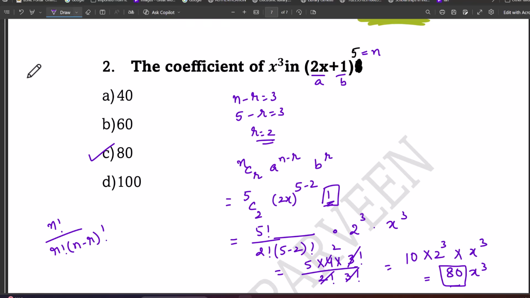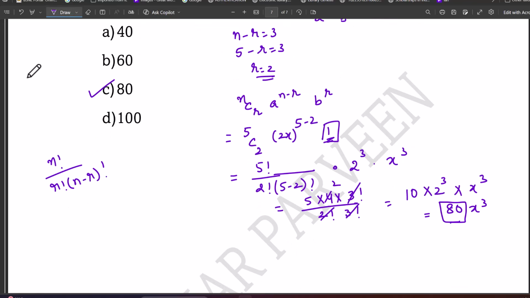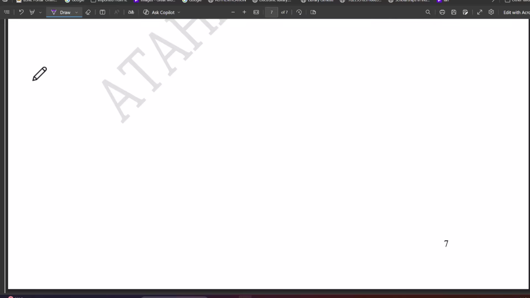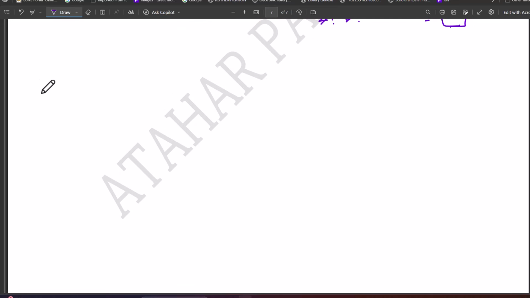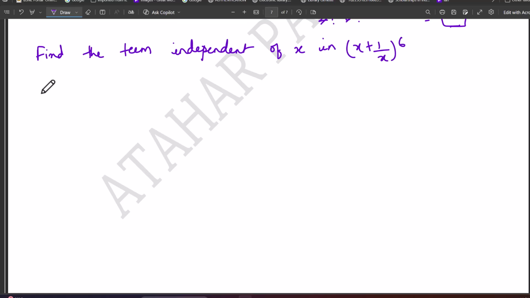Okay, clear, right? So now you should be able to answer all these types of questions. And one different type of question I will show you. The question could be like this. Find the term independent of x in (x plus 1 by x) to the power 6. So they are telling you to find such a term which will not have x in it. And they have given a binomial, x plus 1 by x whole to the power 6.